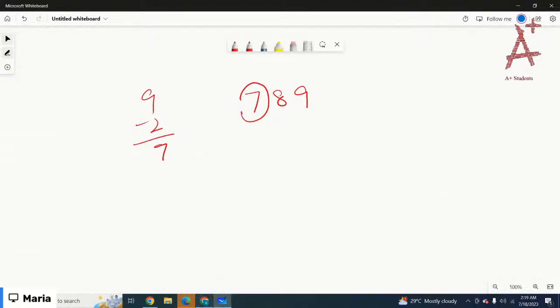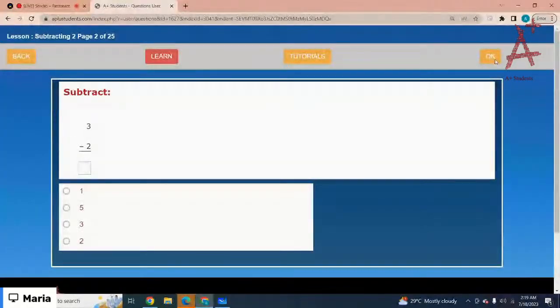Okay, the next one is 3 take away 2. So start with 3 and go back 2. So which is the correct option? 3 take away 2 is 1. So the correct option is 1.